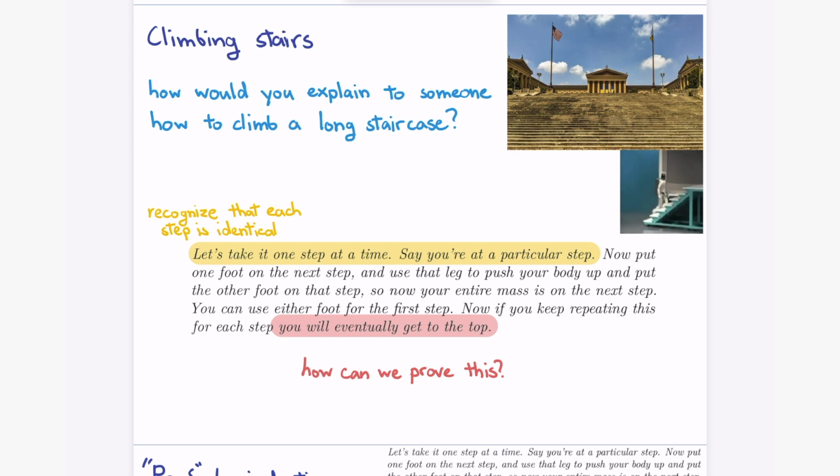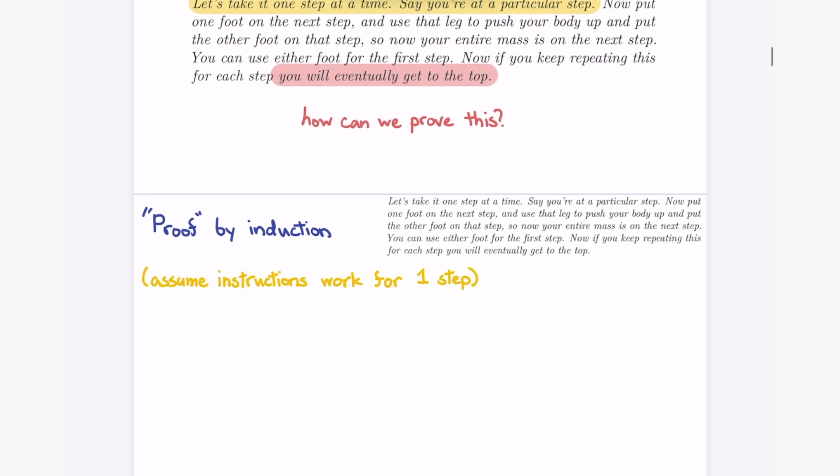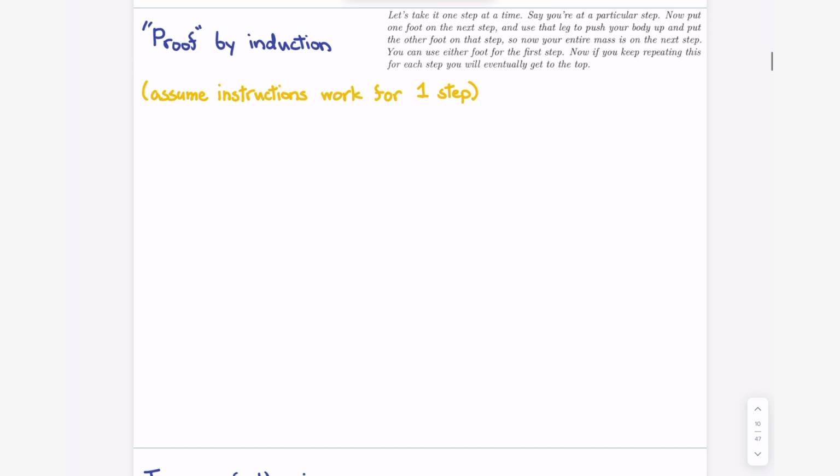And the question is, how do we actually prove this? Here would be a sort of proof by induction. Of course, it's not very formal because climbing stairs is not very formal. This is just obviously a warm up to get us thinking. But when you're proving something by induction, I'm just going to assume that the steps work for one step and focus on this inductive step.